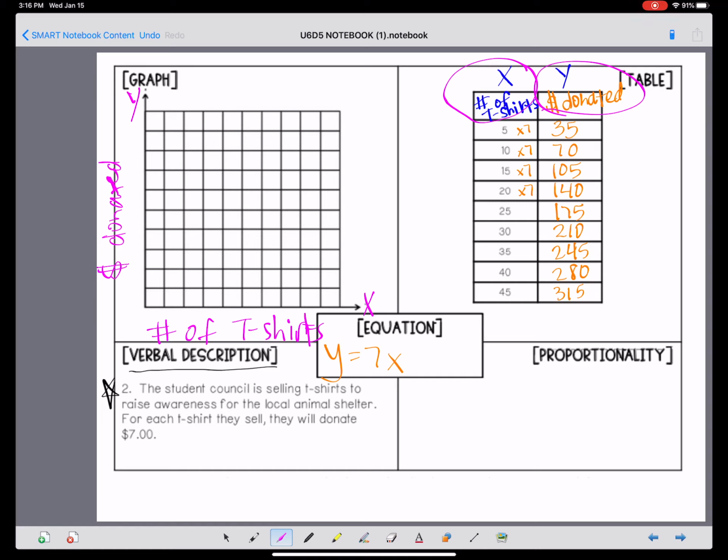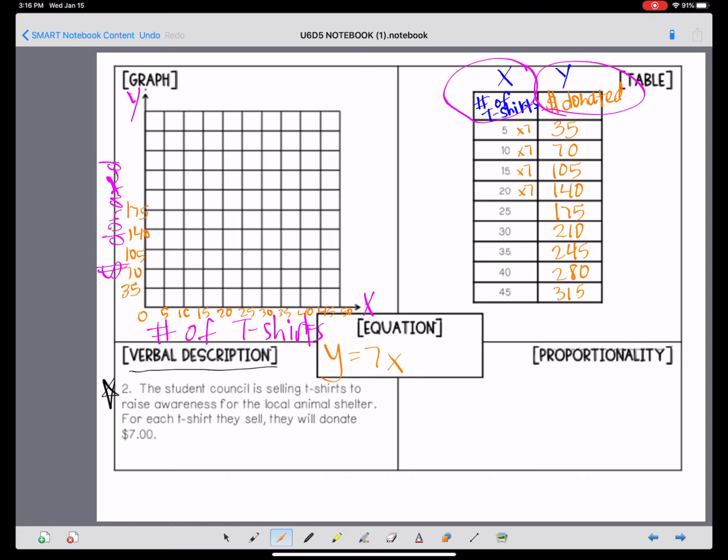Let's see, number of t-shirts. It looks like our number just counts up by 5 all the way. So I'm going to start at 0 t-shirts, and then I'm just going to count up by 5 each time. And then for money donated, it looks like that number goes up by 35 each time. So that's good. We can go ahead and put that on our graph. I'm going to say 35, 70, 105, 140, 175, and so on.